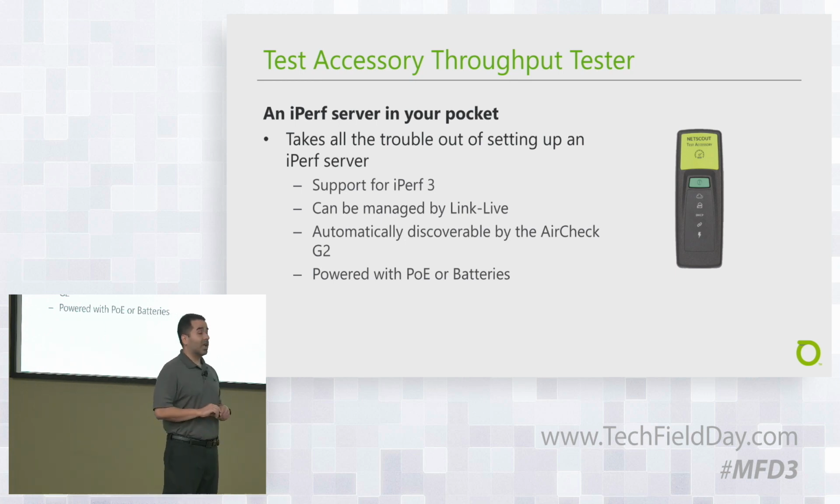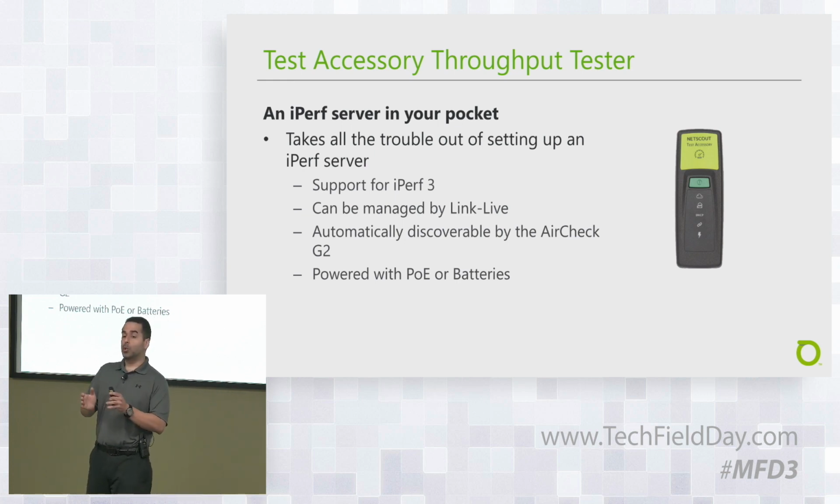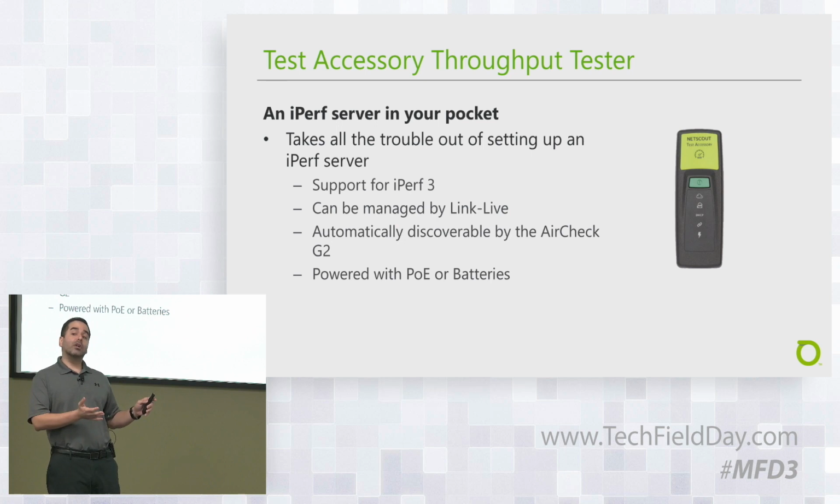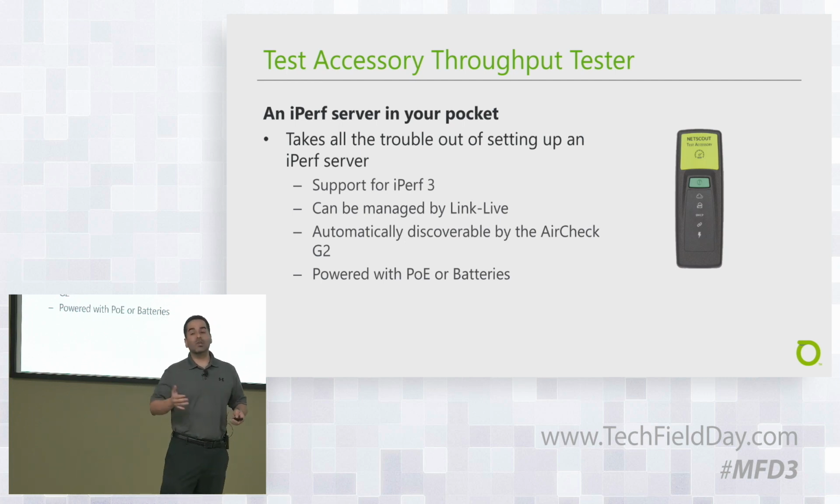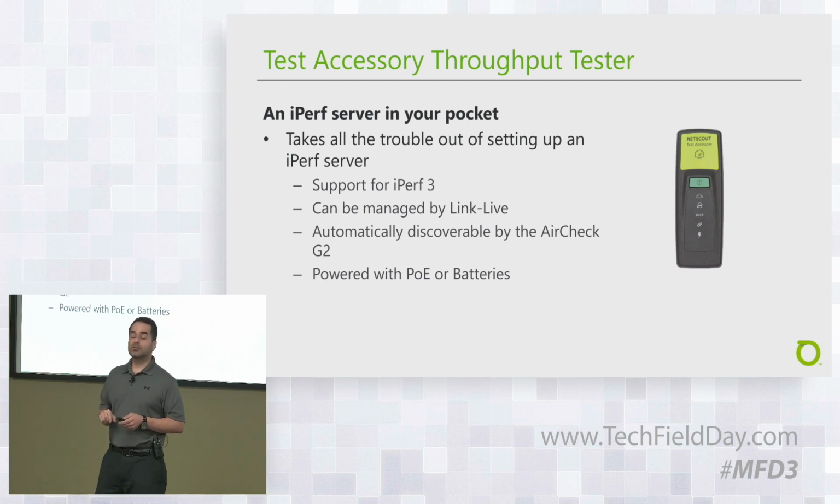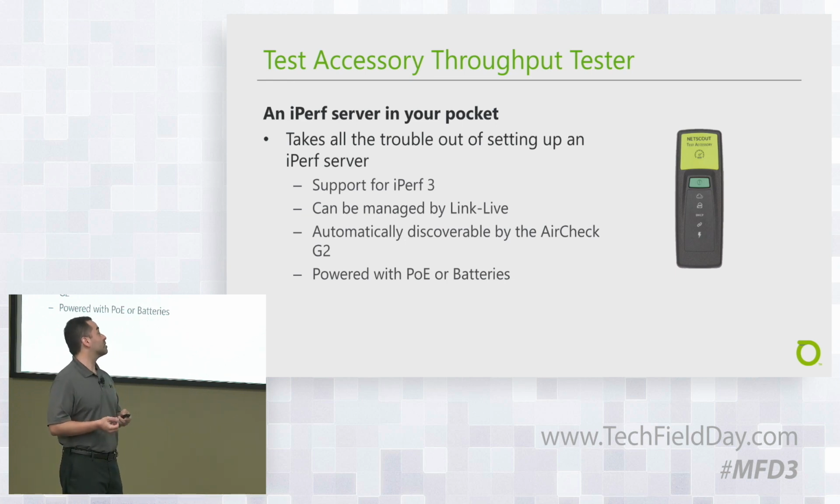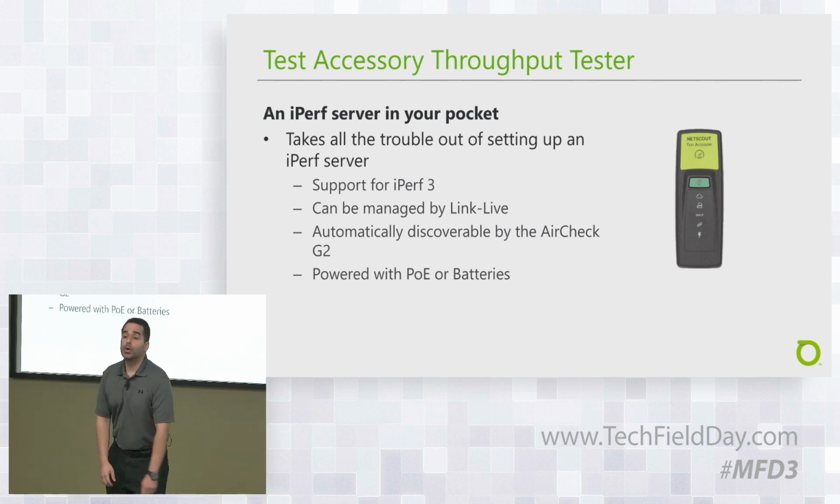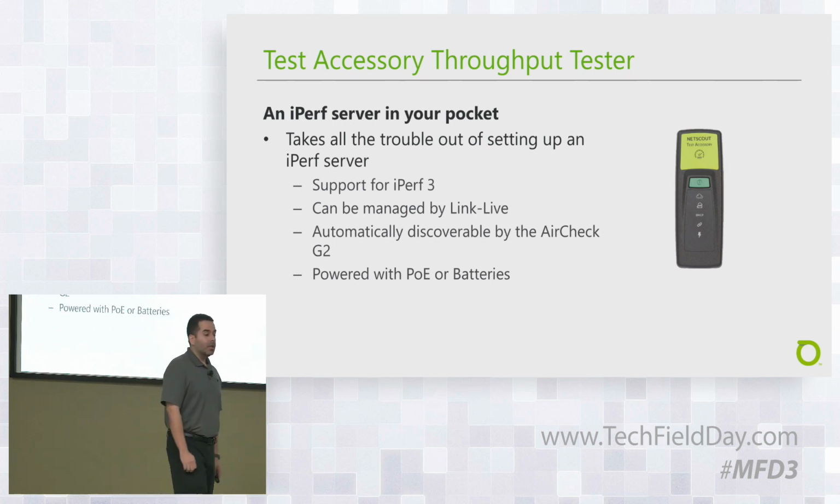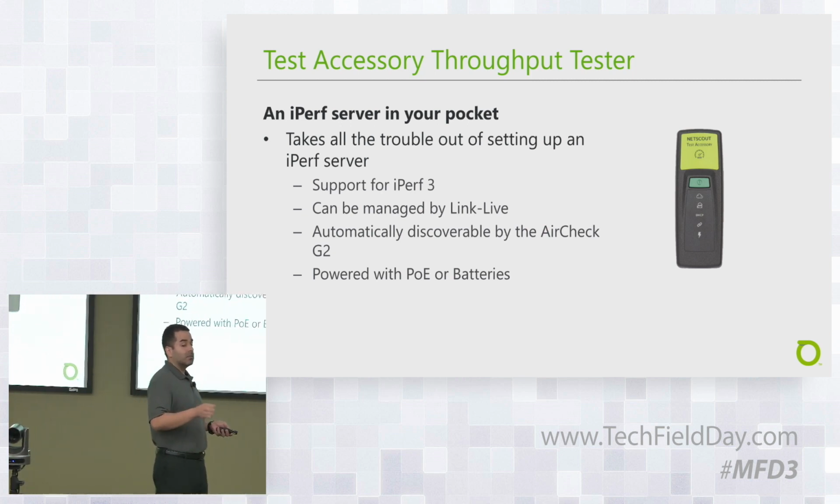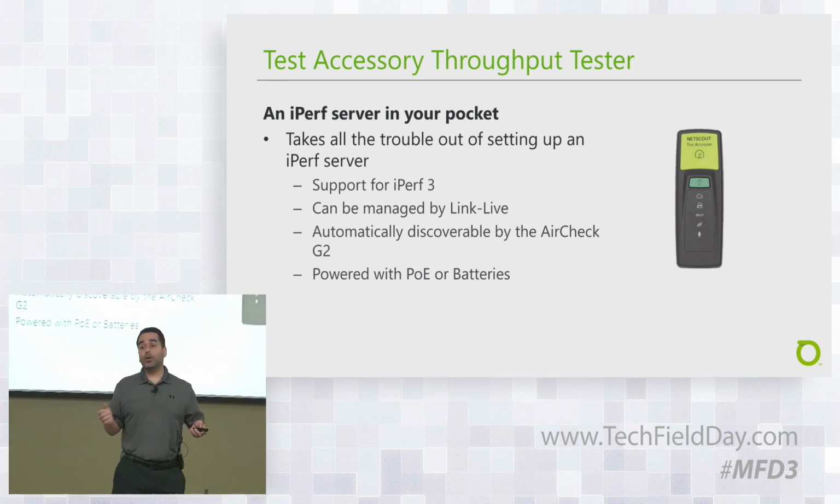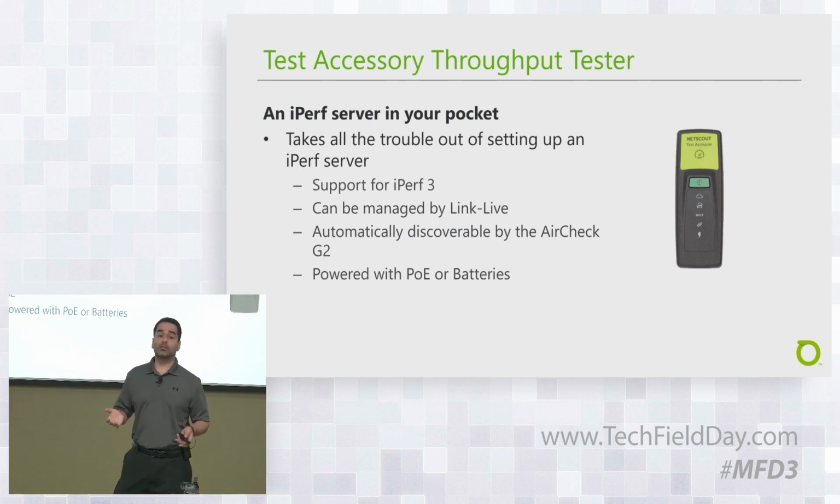It can be managed with LinkLive, and we'll be talking a little more about LinkLive in a moment. But you can basically have multiple test accessories and claim all of them on LinkLive. It is automatically discoverable by the AirCheck G2. So there's no need to put in IP addresses and stuff like that, or look for different subnets. And can be powered via PoE or batteries. So you can just leave it there 24/7 as an iPerf server you can test against at any time. Or if you're just doing a temporary or quick test, you can use batteries.